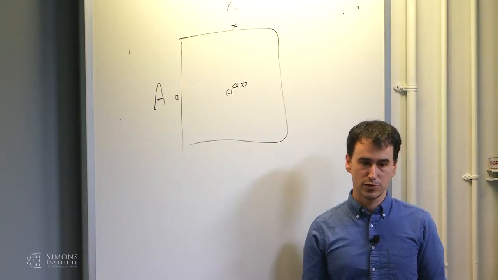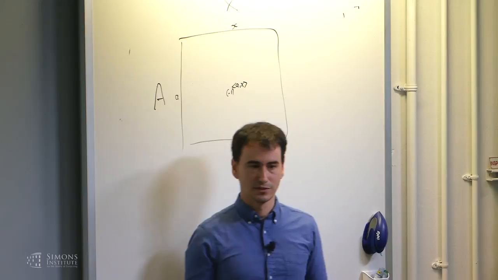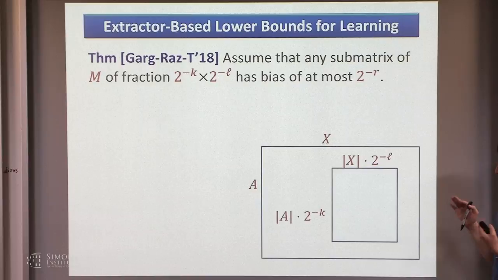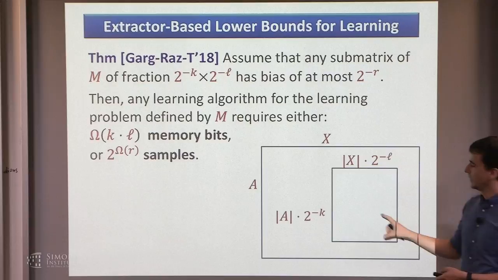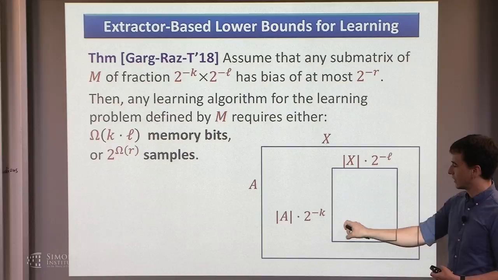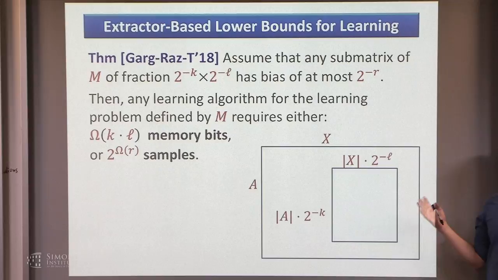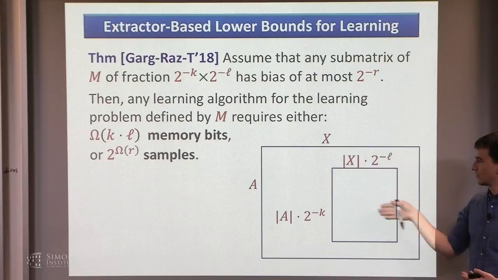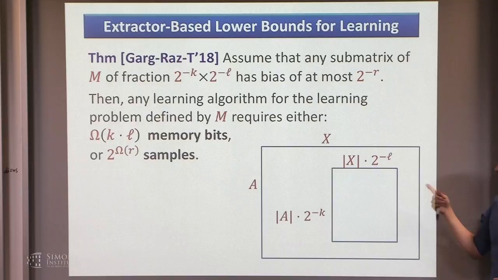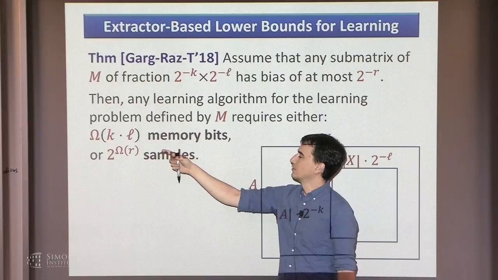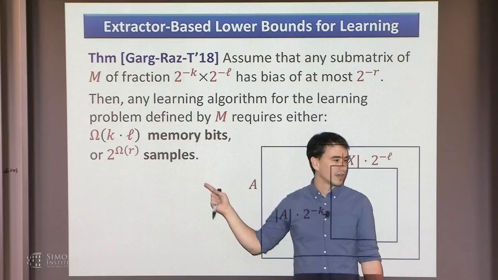Okay. So I want to state the result with Sumega and Ran. This is a result in the language of extractors. We show that if this matrix has some extractor property, and I'm explicitly saying what the property is. The property is that any big enough submatrix is unbiased. Okay, so if you take a 2^-k fraction of the rows and a 2^-l fraction of the columns, then the number of ones would be very similar to the number of minus ones. Namely, the difference between them as a fraction of the size would be at most 2^-r. Say that you have this, then you can prove lower bounds on the memory, which is k times l, or on the number of samples, which is exponential in r.